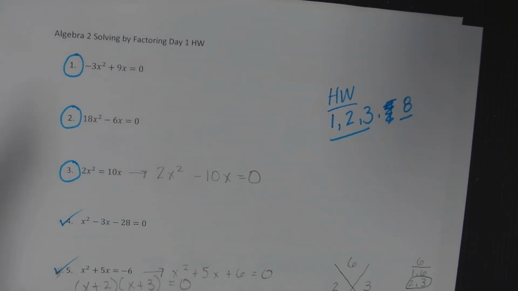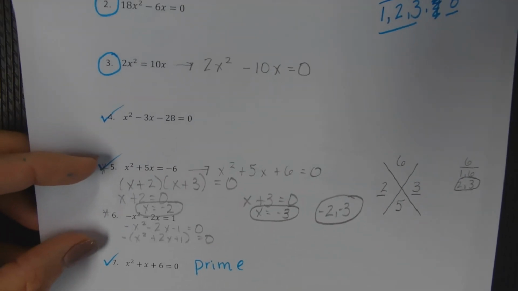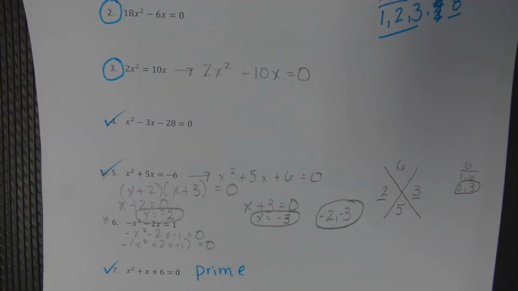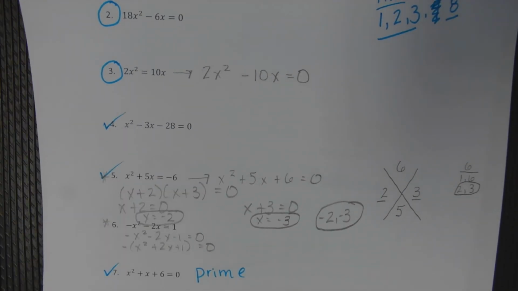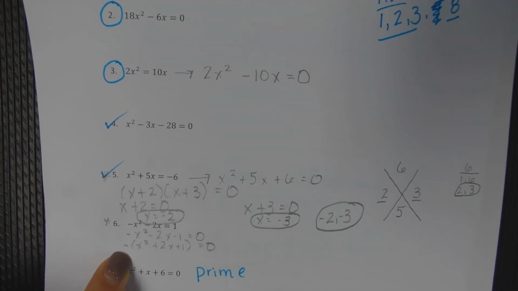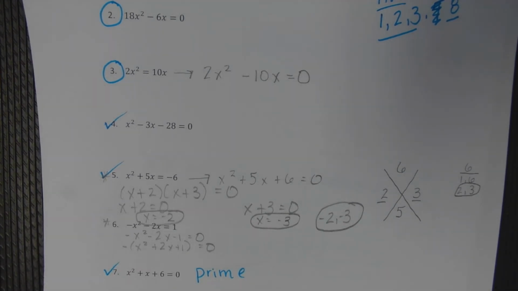Oh, I didn't give you 6. You want me to give you the answer? Is it 1 and 1? Well, actually, it's -1. Don't forget the negative. There's just one answer. Answer to number 6, if you want to do an extra one, is -1.